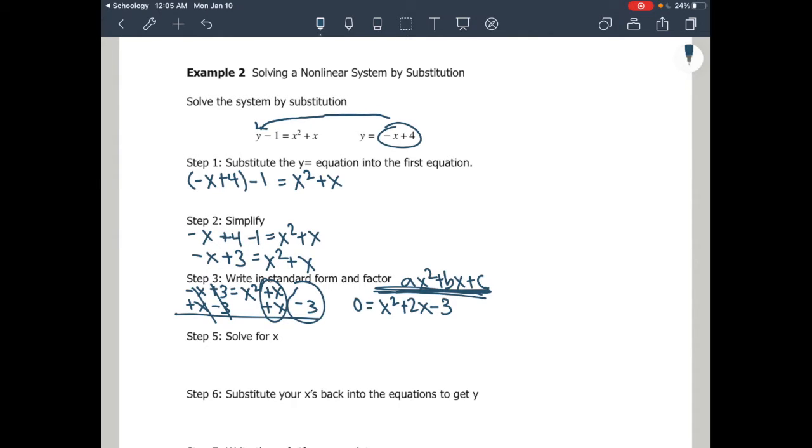To factor, you can use your tables if you need to, or your head, or Google. We've talked about this before. So if you need to take your tables out, you can do that now. I'll give you a couple seconds. Hopefully you can find them quickly.